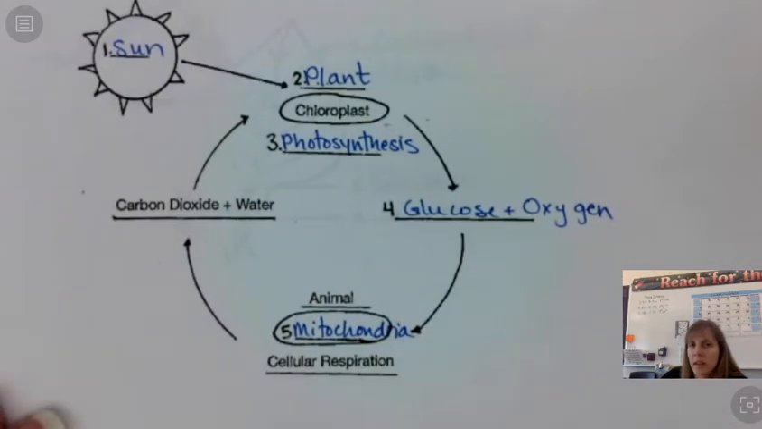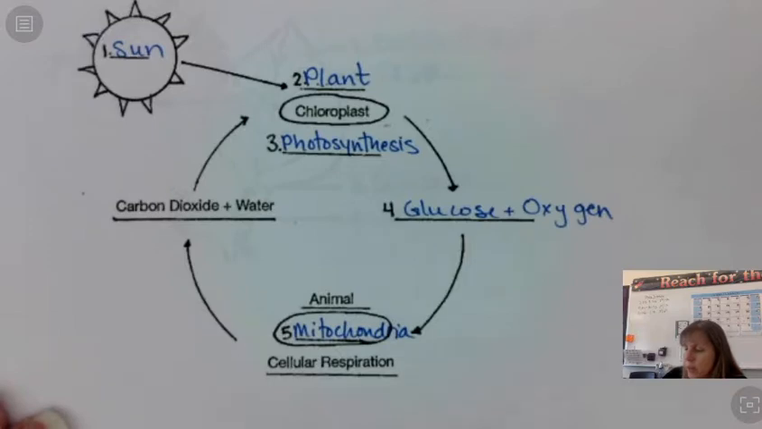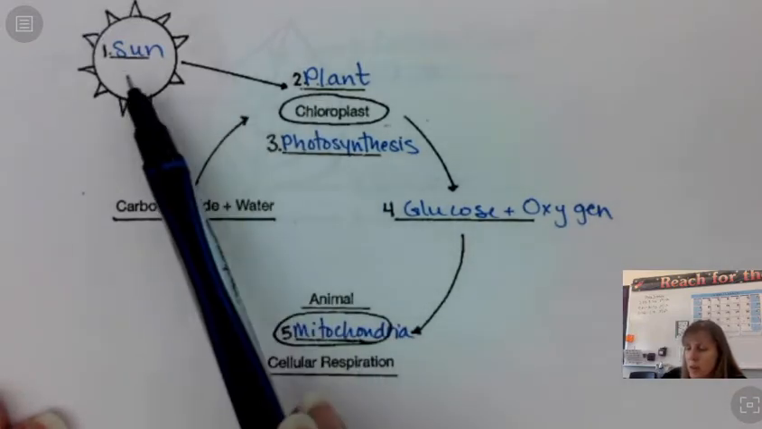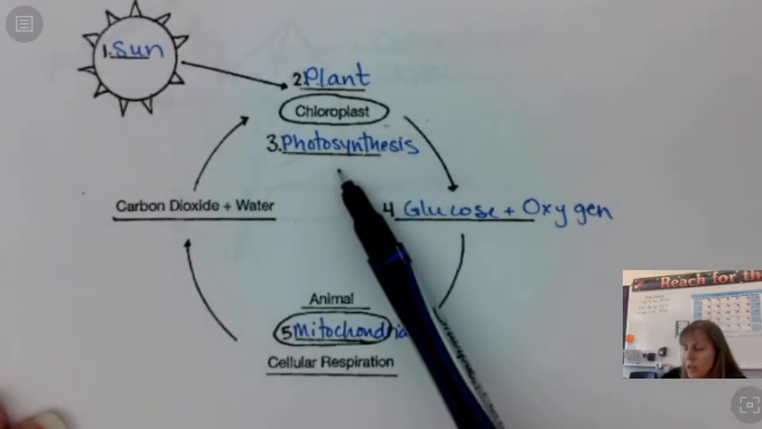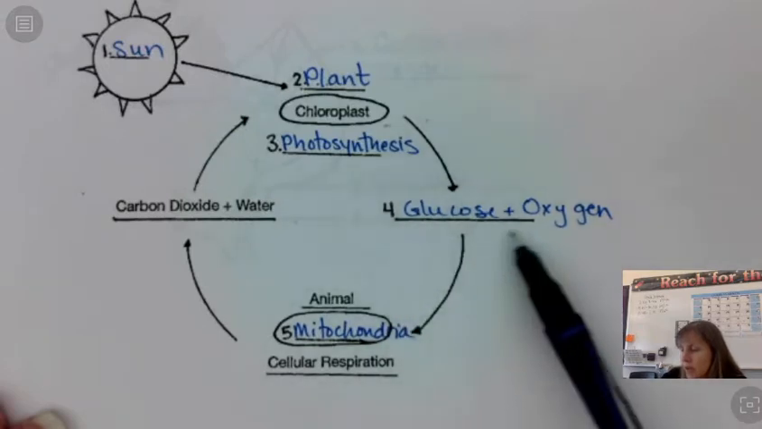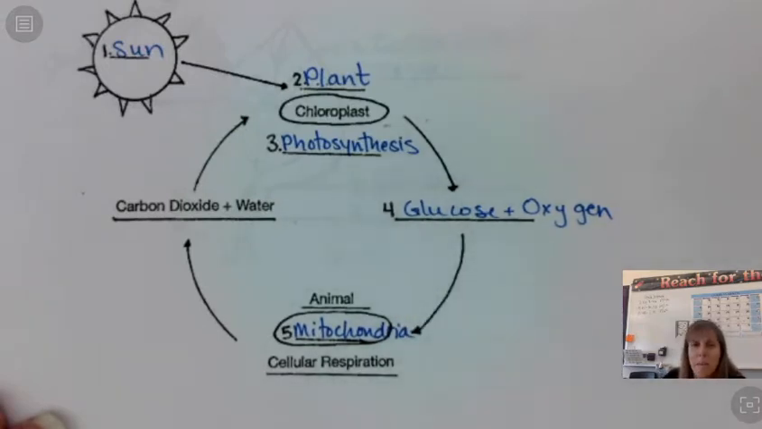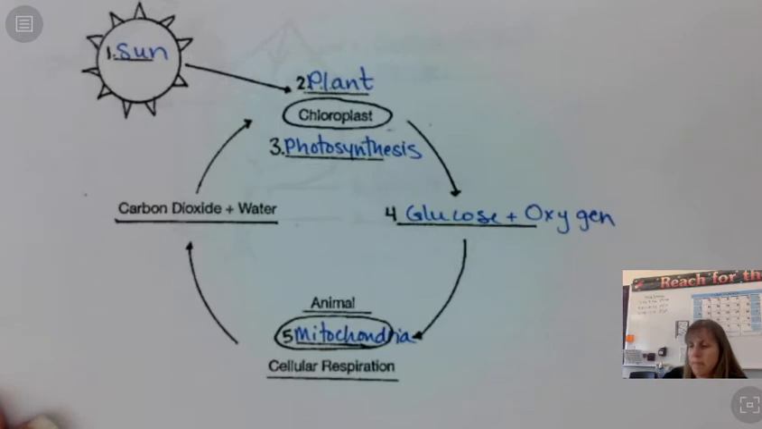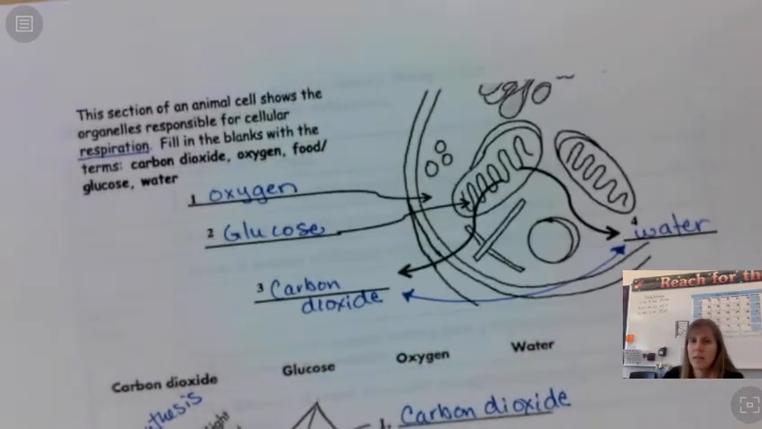This is the cycle between respiration and photosynthesis. Number 1 is the sun, 2 is the plant, 3 is photosynthesis, 4 was glucose and oxygen, and 5 was mitochondria. Should be able to recognize these fairly easily by the time you take the test.